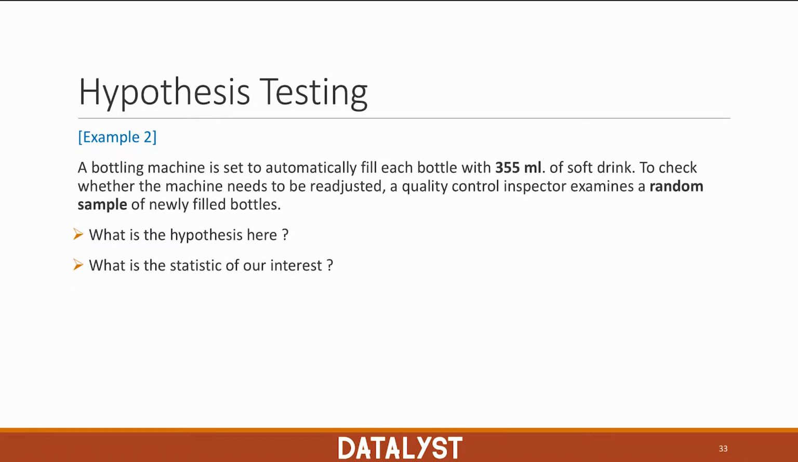Example 2. A bottling machine is set to automatically fill each bottle with 355 milliliters of a soft drink. You want to do quality control of this machine, and an inspector examines a random sample of the newly filled bottles. So what's the hypothesis here, and what is the statistic of our interest? Think about it again and we'll see the answer shortly.